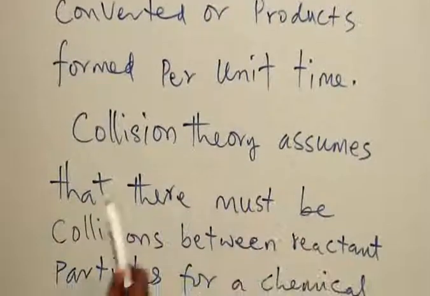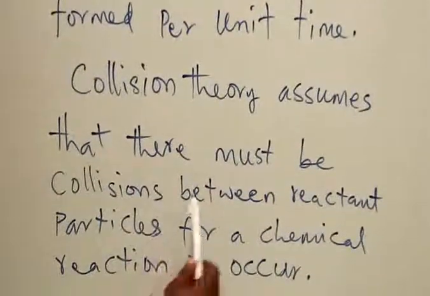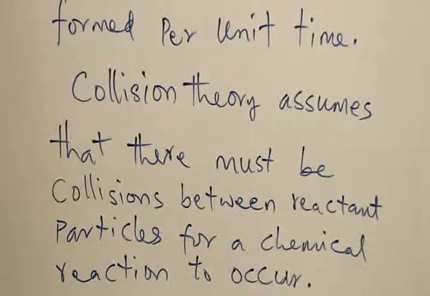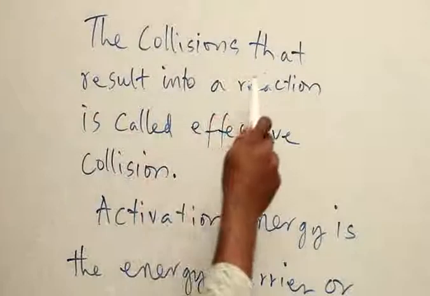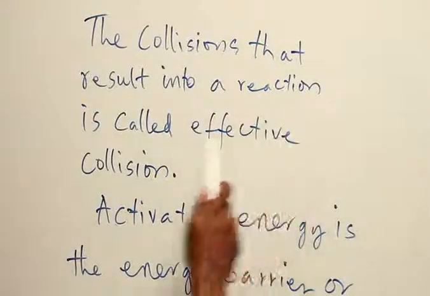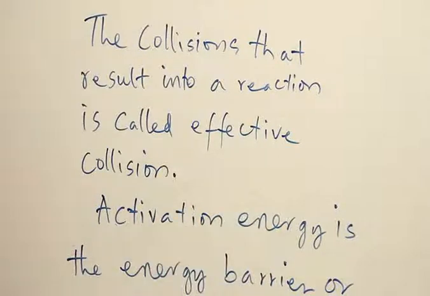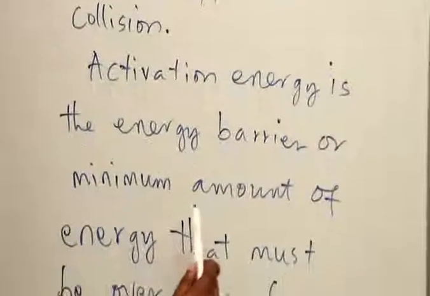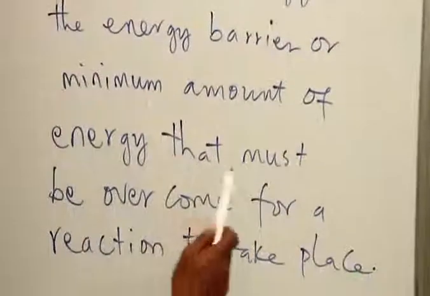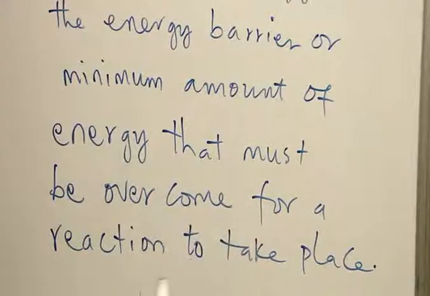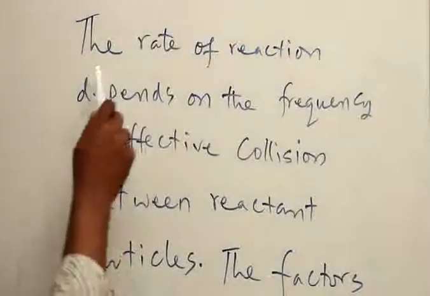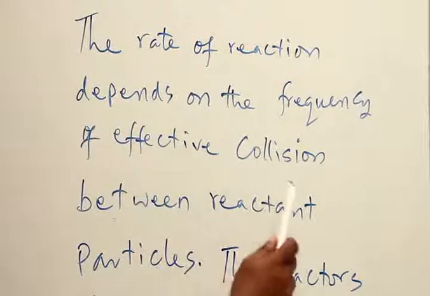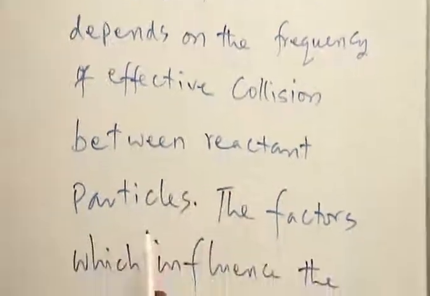Collision theory assumes that there must be collisions between reactant particles for a chemical reaction to occur. The collisions that result in a reaction are called effective collisions. Activation energy is the energy barrier, or minimum amount of energy, that must be overcome for a reaction to take place. The rate of reaction depends on the frequency of effective collisions between reactant particles.